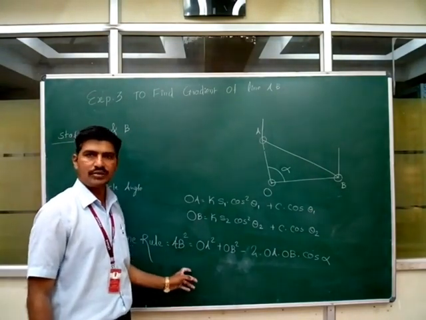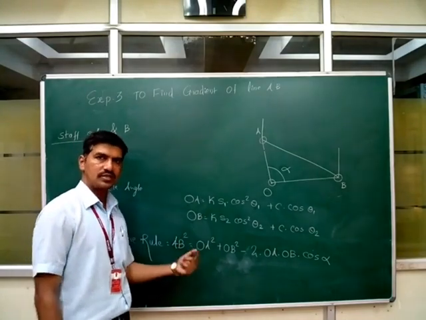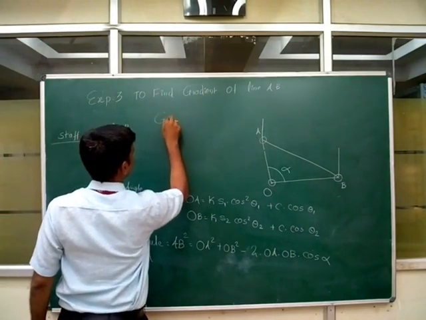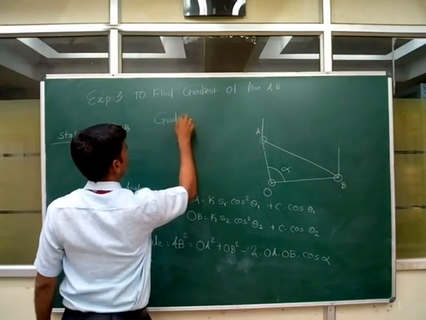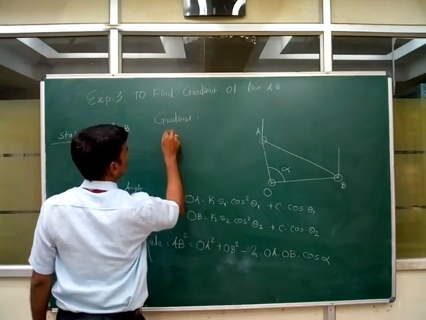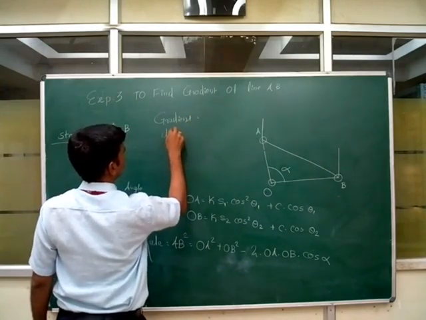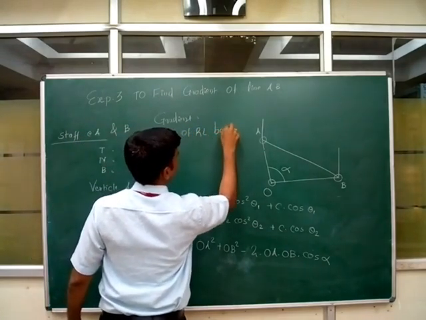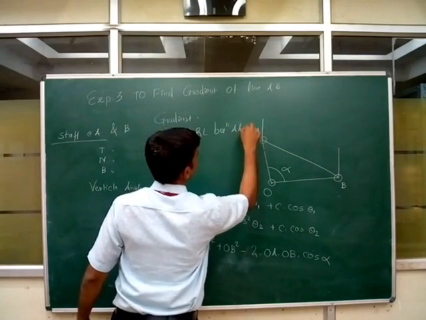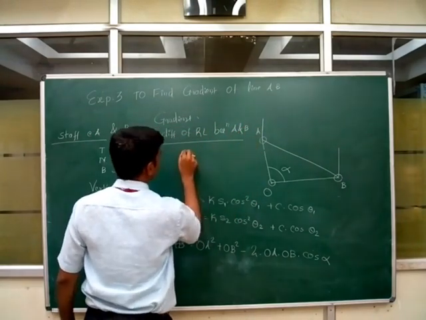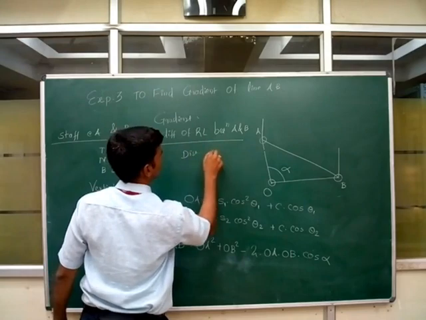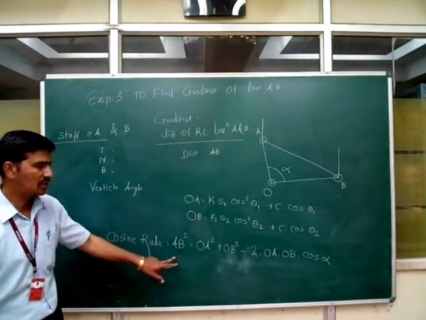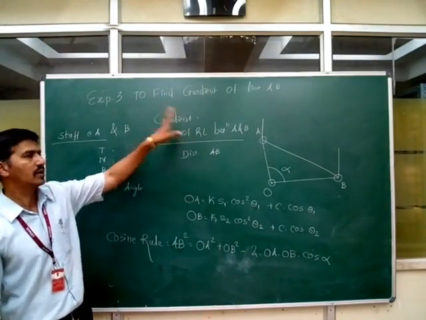Once we found out this distance AB, put this distance inside the formula of gradient. Formula of gradient is what? Gradient is equal to difference of RL between point A and B divided by distance AB. So put this distance AB into the formula, you will get the gradient of a line.